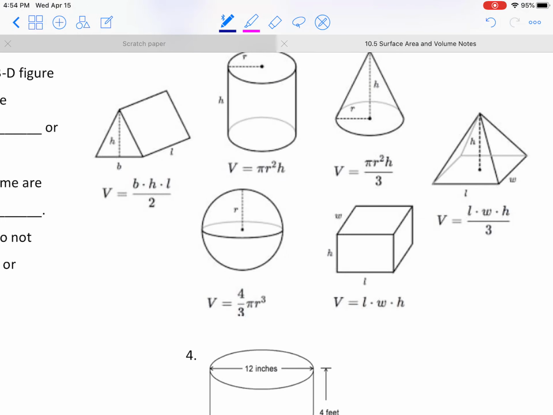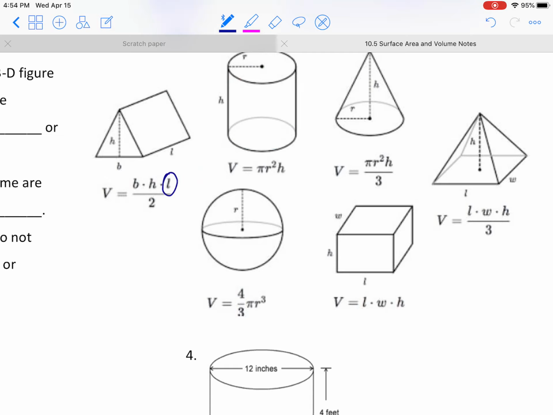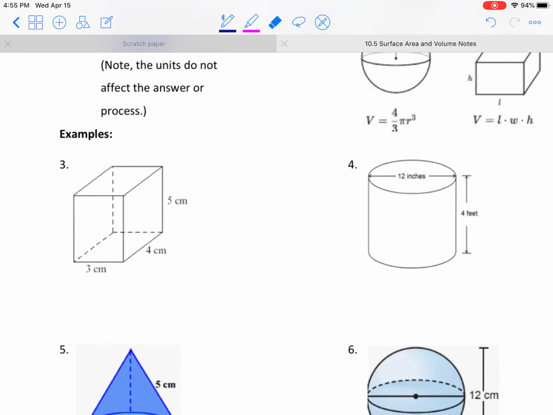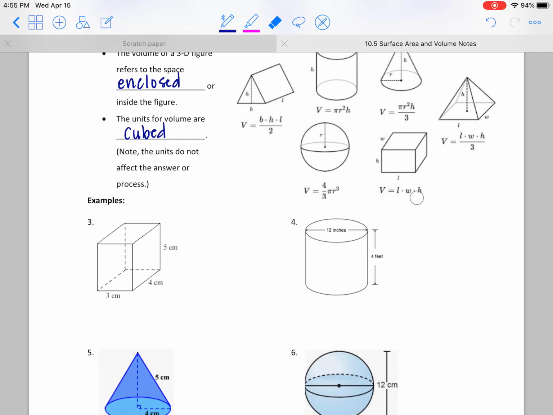For this cylinder, we've got pi, radius, squared, and height, and same variables everywhere else. I don't think there's anything different. So the only new variable that you see is L, which is just the height for this entire figure versus the height for just the triangle. Okay, so let's try to use a couple of these.